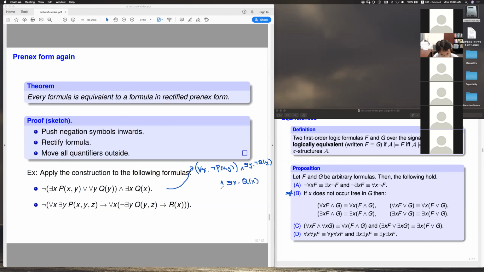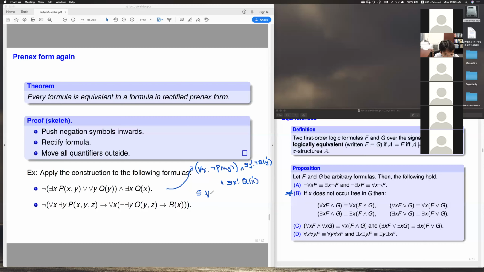And then we do the rectification. We have a free variable y, which we can't rename, but the other bound variables we can rename. So for y, we replace by y prime. For x, we replace by x prime. Once you do this, essentially what boils down to is you just take all the quantification outside, because that's what rule B tells us.